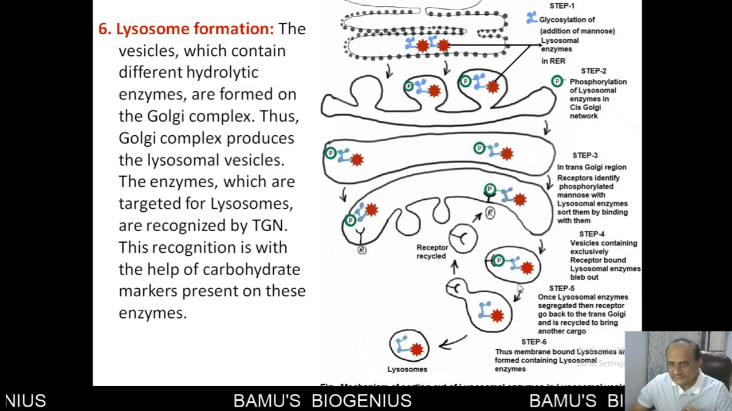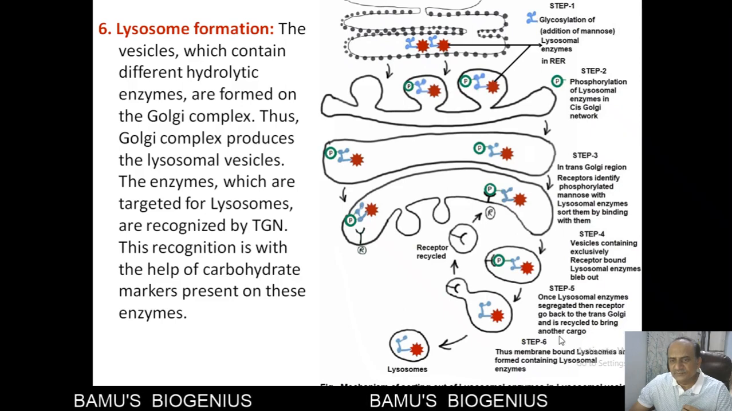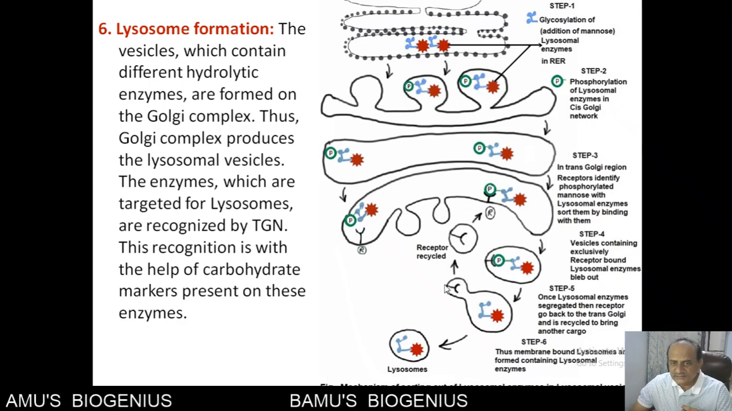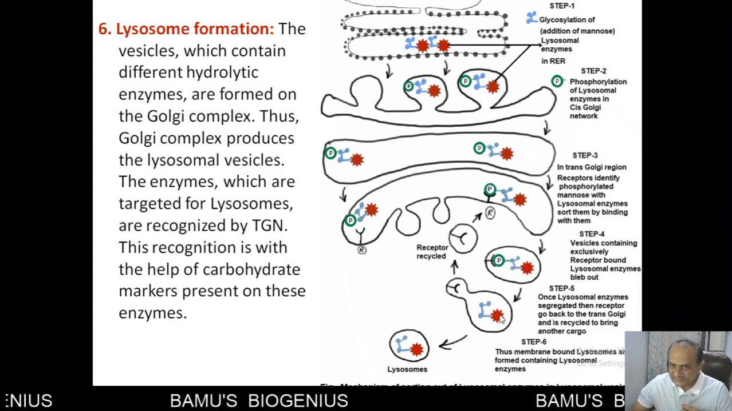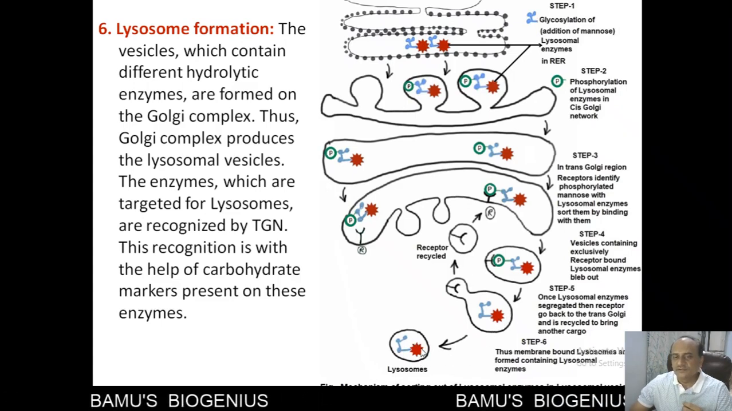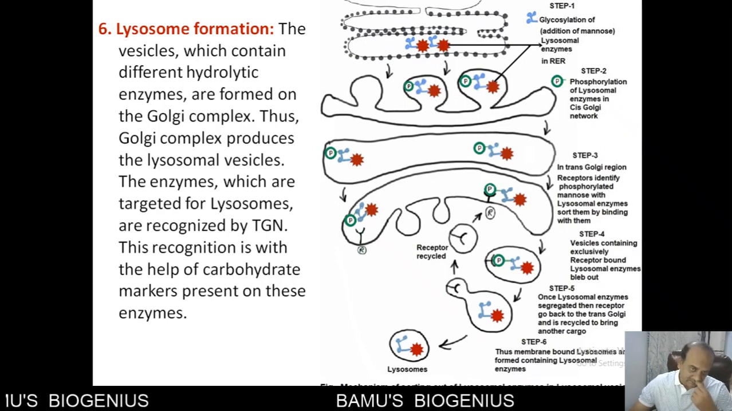Now, the next step: once the lysosomal enzymes are segregated, the receptor goes back to the trans Golgi and is recycled to bring another cargo. Again, this particular receptor is separated from the main vesicle, and this is how this particular lysosomal enzyme is segregated in this particular vesicle, which is now called a lysosome. So this is the mechanism of sorting out lysosomal enzymes into lysosomal vesicles.